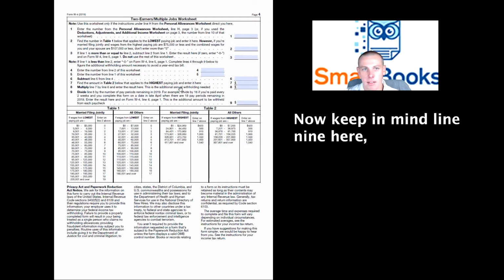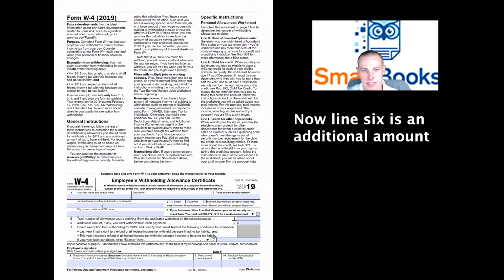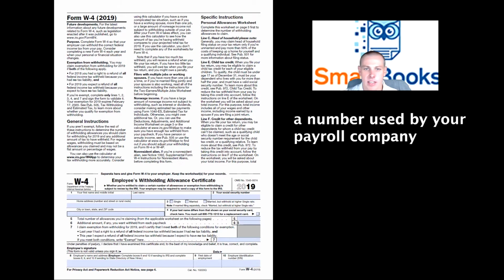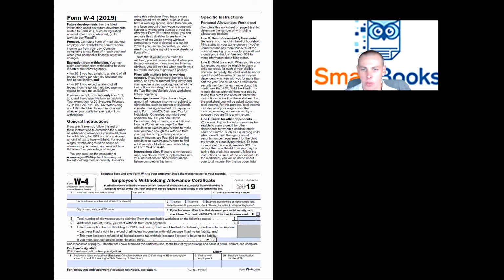Now, keep in mind, your answer on line 9 here is going to be input on line 6. Line 6 is an additional amount to withhold from your paycheck. This is an actual dollar amount, whereas line 5 is a number used by your payroll company to determine the amount to withhold.